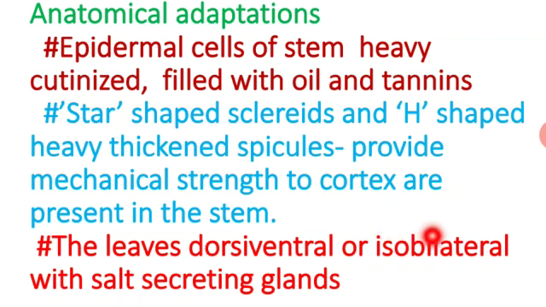Next, two types of leaves are found: dorsiventral leaves and isobilateral leaves. Dorsiventral means the leaf is made up of palisade parenchyma and spongy parenchyma, both present in the same tissue. In isobilateral, only one will be present. For example, dicot leaves are dorsiventral and monocot leaves are isobilateral. Here they may be either dorsiventral or isobilateral. An important feature is that salt secreting glands are present.